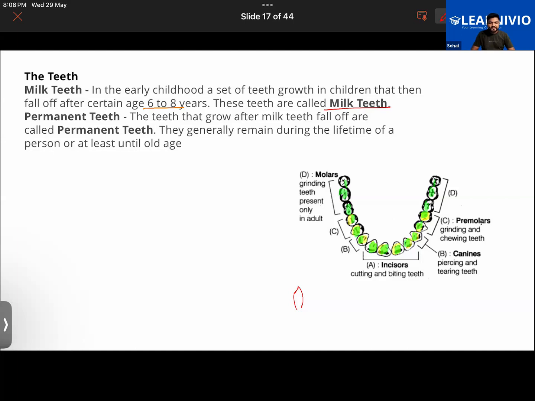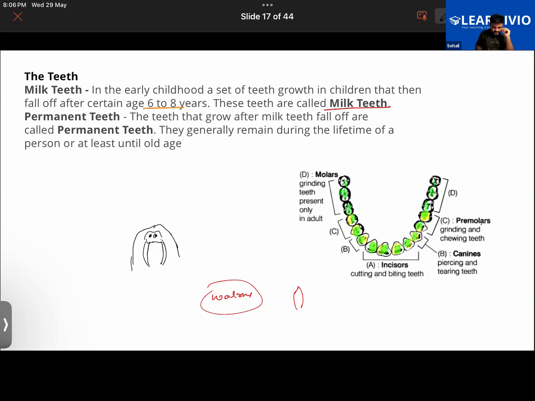Okay, now if you look at the teeth of a walrus, you know about walrus? No, sir. Anyone who has seen pictures of a walrus? Yes, sir. Can you show the pictures? See, I'm trying to draw it. It will kind of look like this. Yes, sir. It's like that.